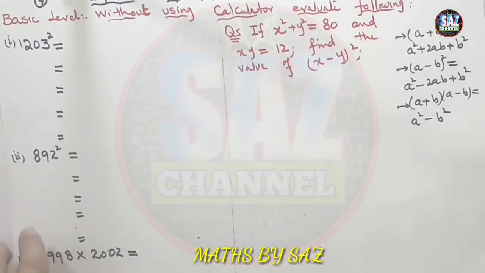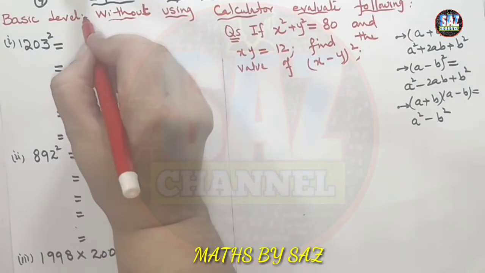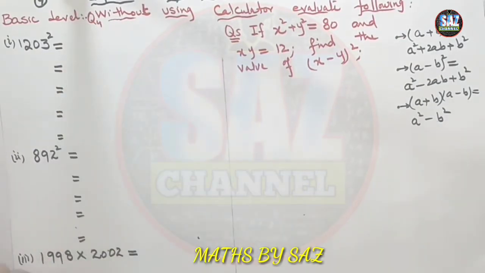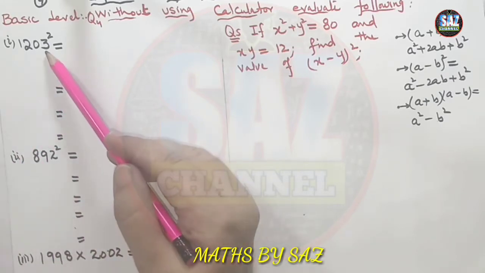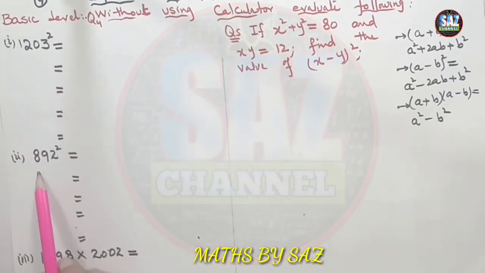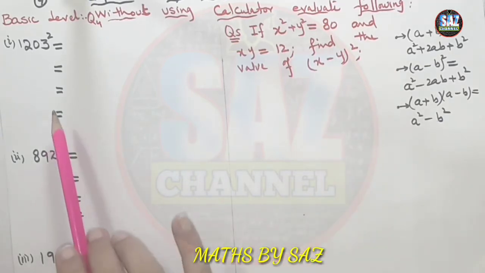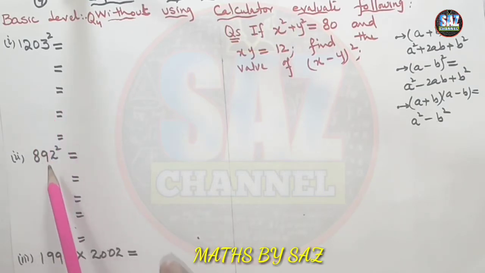Question says that without using the calculator, we have to evaluate the following. The first is 1203 whole square, the second is 892 square, and the third is 1998 multiplied by 2002. How to decide from these three identities which identity is suitable for which situation?